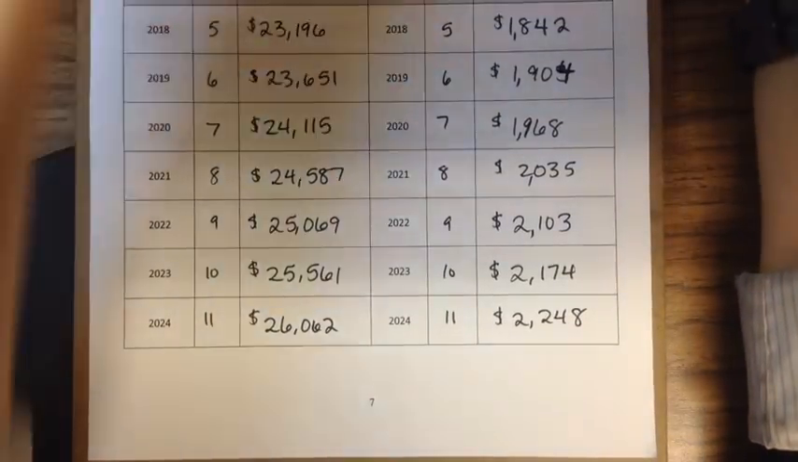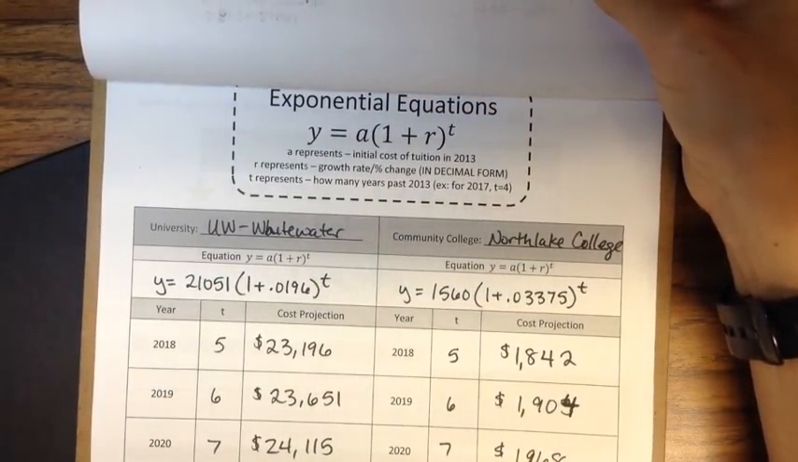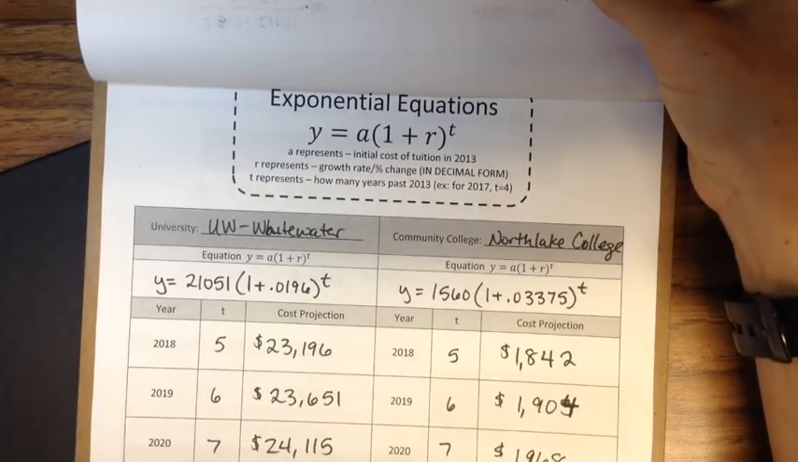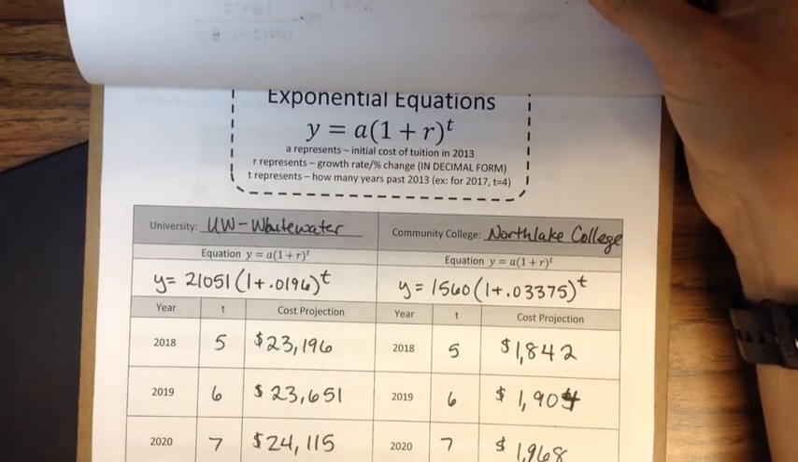Continuing on with part B, if you notice, it has the exponential equation written for you: A times 1 plus r to the t power. A represents the initial cost of tuition at that school in 2013. That's where we're starting, so that is our time 0. R represents the growth rate or percent change in decimal form that you have just calculated on the last page. And t is going to represent how many years past 2013 it is. So for this year, for 2017, you would use t equals 4. It's 4 years after 2013.